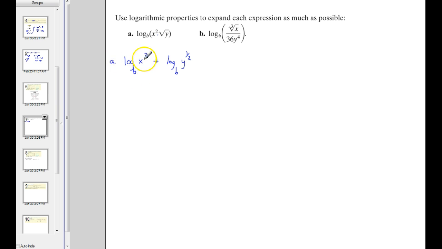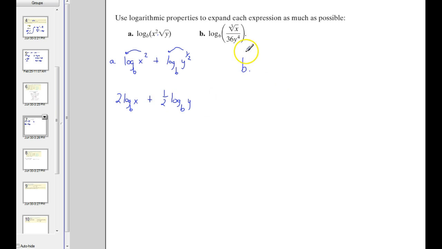And then after we do the product rule, we'll do the power rule, meaning we'll bring these powers down in front. So 2 times the log base b of x plus 1/2 times the log base b of y. Alright, that's expanded. We did have a single logarithm with everything kind of crammed in here. Now we've expanded into 2 logarithms, and the powers are being pulled down in front as well.